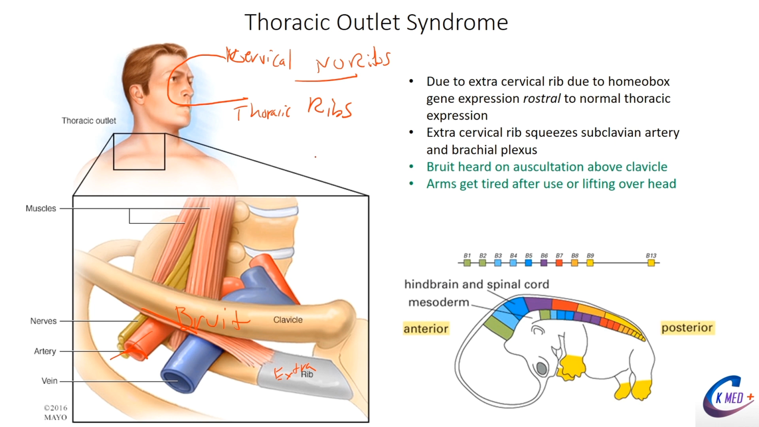Now, as to the reason why embryologically you have this extra rib, it comes down to some of your Hox genes. Your Hox genes are very important for separating the different cervical spines, different parts of our body, and locating them where they're supposed to be.